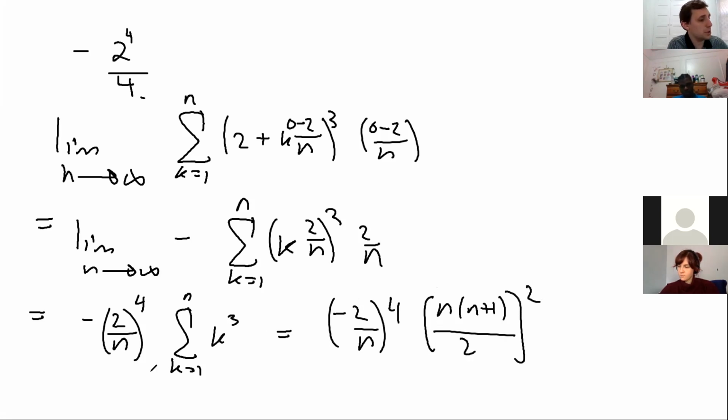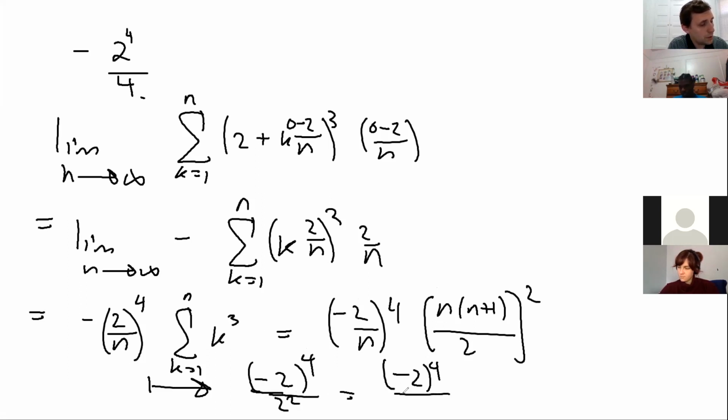And that would be minus 2 over n to the power of 4 times n plus 1 divided by 2 squared. And then you push it, so then the limit is what? The limit is minus 2 to the power of 4 divided by 2 squared, which is minus 2 to the 4 over 4.